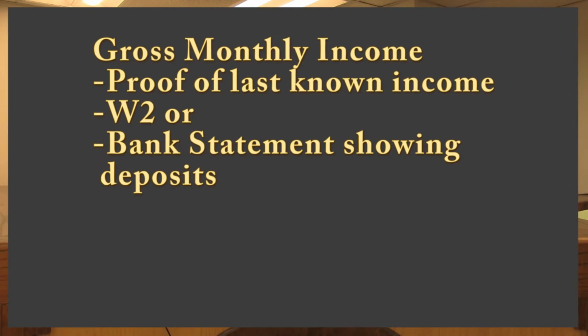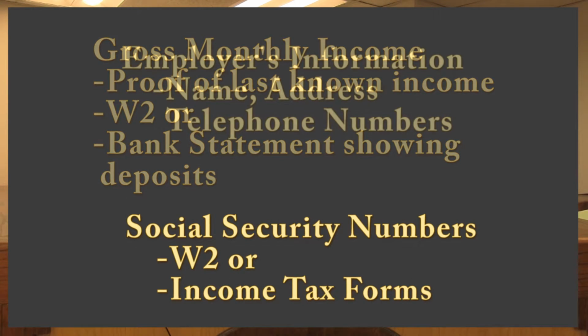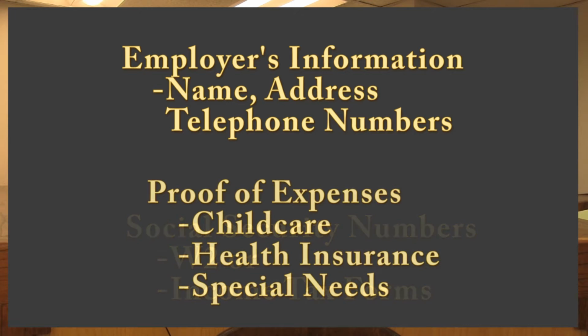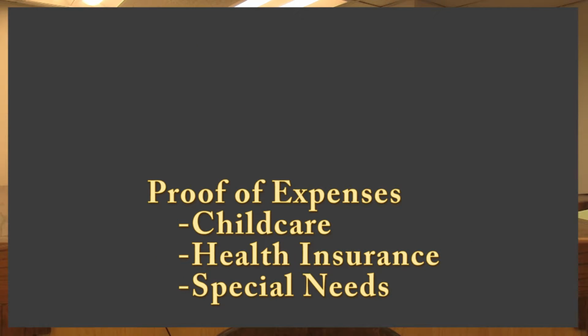If you filed a request establishing child support and you do not already have a temporary order, you must bring with you gross monthly income information for all parties, Social Security numbers, and employer names, address, and telephone numbers. It is also recommended you bring proof of the costs of child care, medical insurance, or any other special needs you and your children may have.